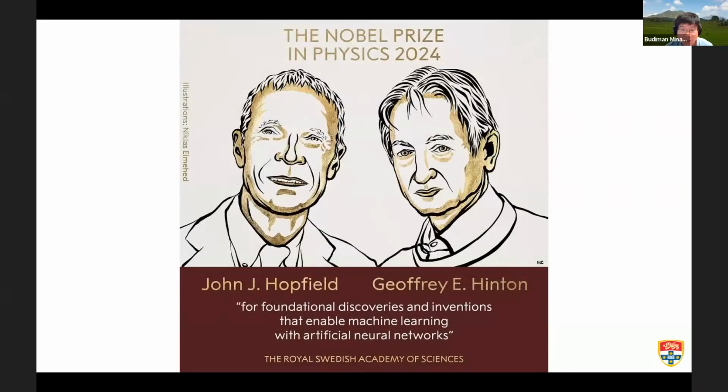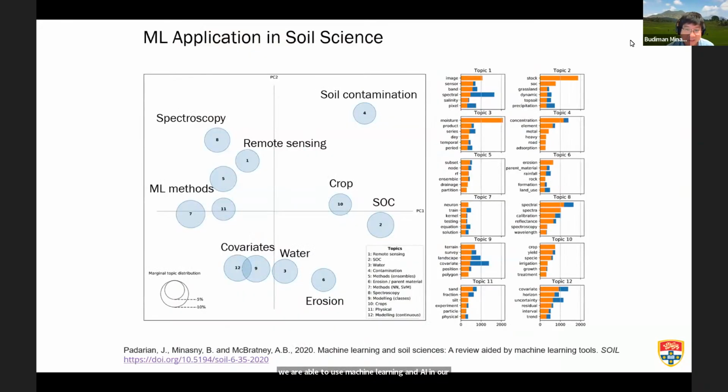AI in our research. So my research is in soil science, where we look at the application of machine learning to solve the problems of soil. In this review, we use machine learning to go through the papers published in soil science that use machine learning. And we can classify the papers according to several topics that people have used machine learning in soil science.